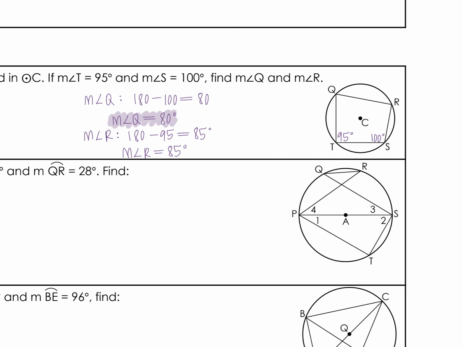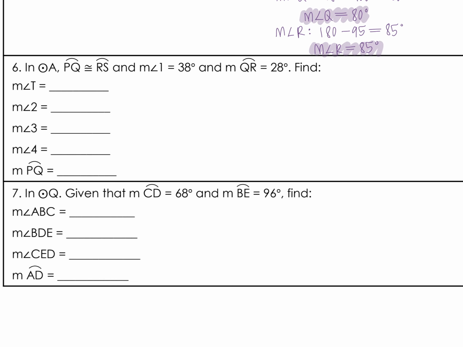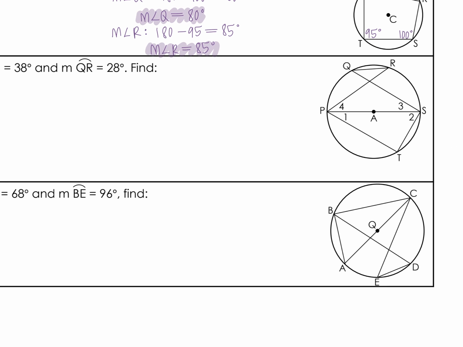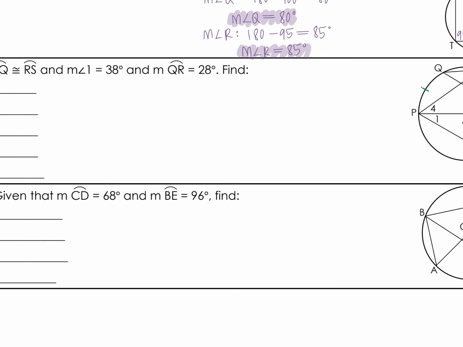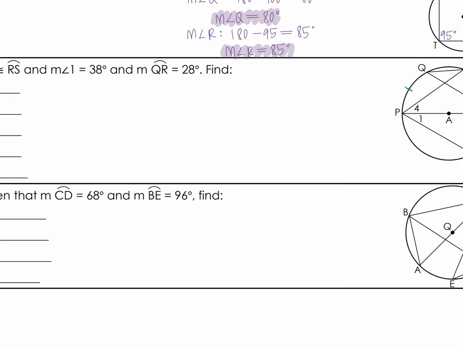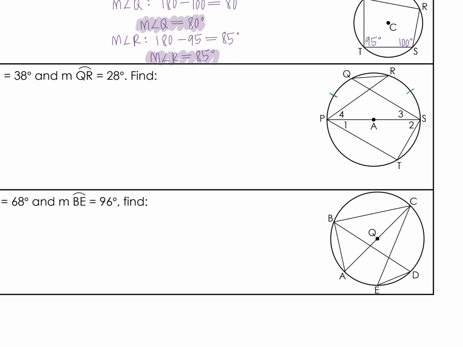Okay, moving into number 6. In circle A, we have that the arc PQ is congruent to arc RS. So I'm going to mark them as being congruent. Then we have that the measure of angle 1 is going to be 38 degrees, and that the measure of arc QR is 28 degrees.